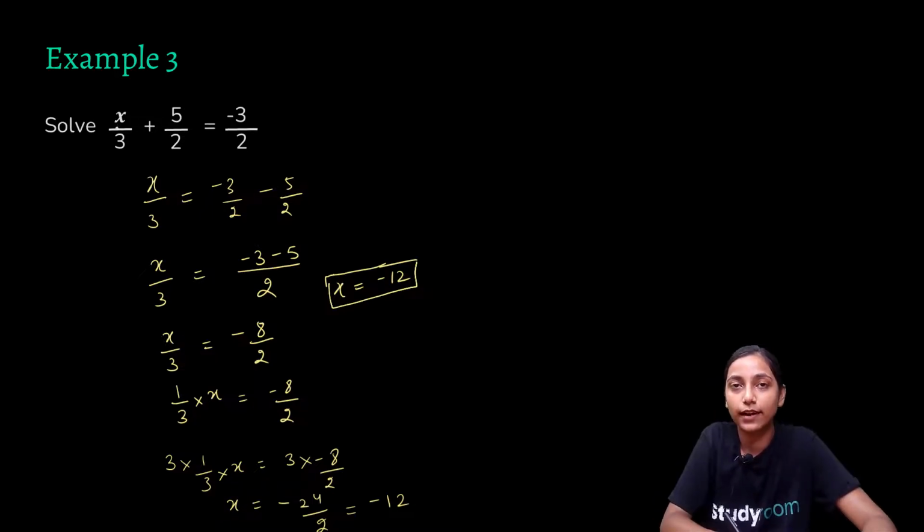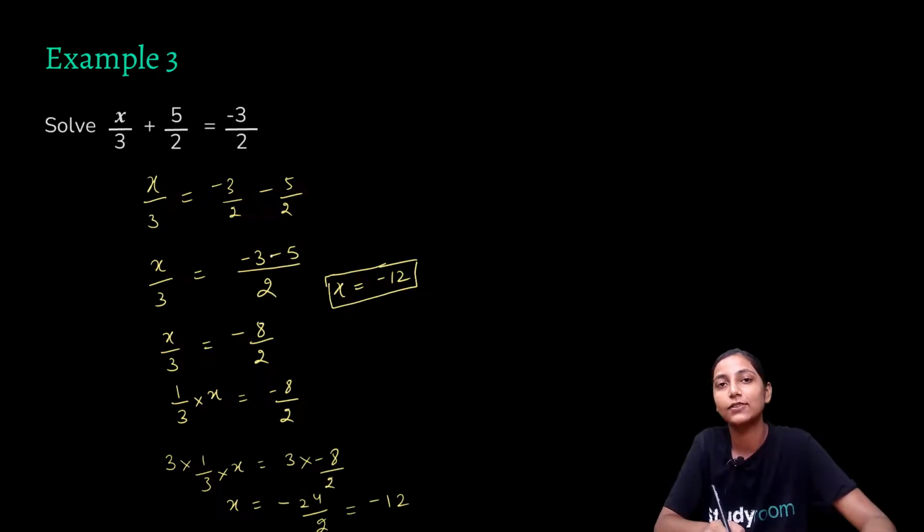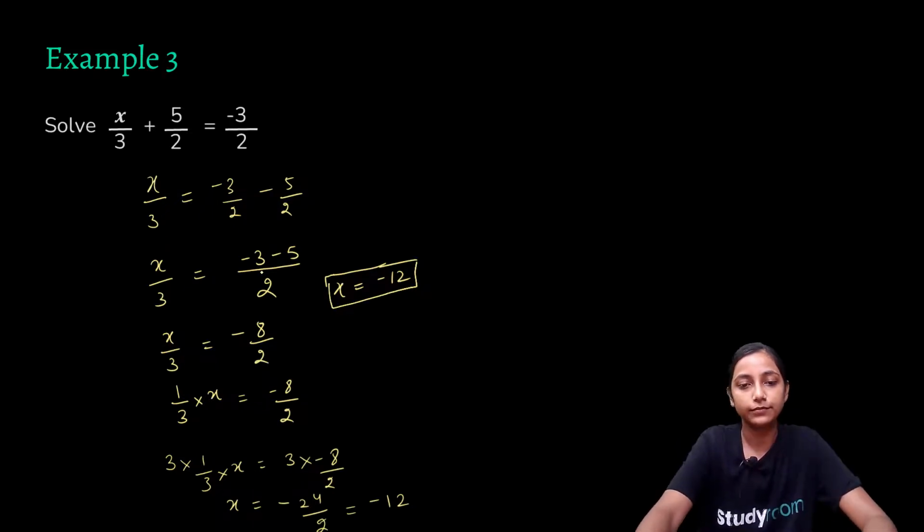If you put here x as minus 12 and you solve it, on the left hand side you will get the answer as minus 3 by 2. So that is why left hand side equals right hand side, and we can say that the solution of this whole equation is going to be x equals to minus 12.